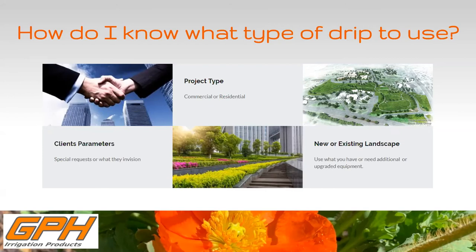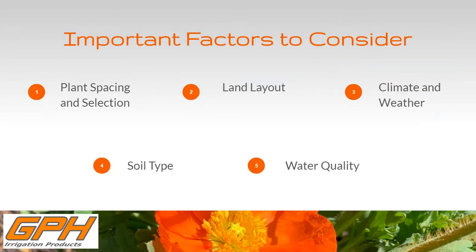The new or existing is actually important because if it is existing, there are times where you can use the product. If it is a retrofit, for example, an existing landscape that you're retrofitting, then you can actually use some of that base and convert it over to drip. So these are all things to think about. If it is existing, I would go to the site and make sure that the product was usable. It's all the newest technology. You might need to replace controllers and such. The other important factors you'd like to consider are: 1, plant spacing; 2, land layout; 3, climate and weather; 4, soil type; and 5, water quality.